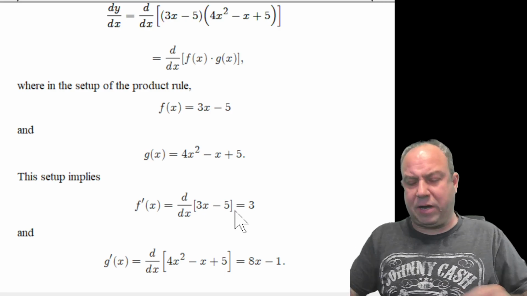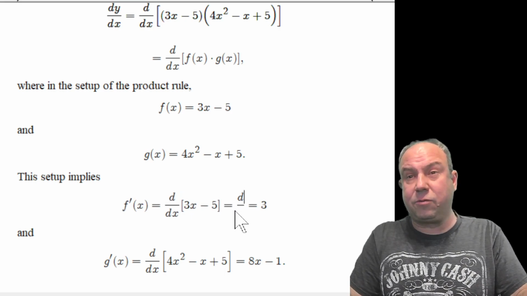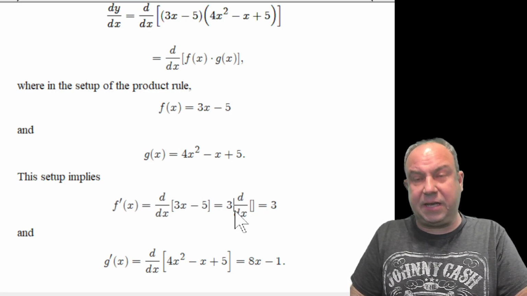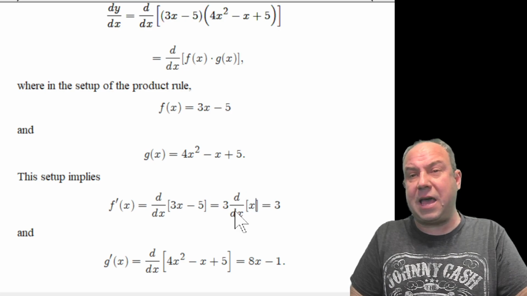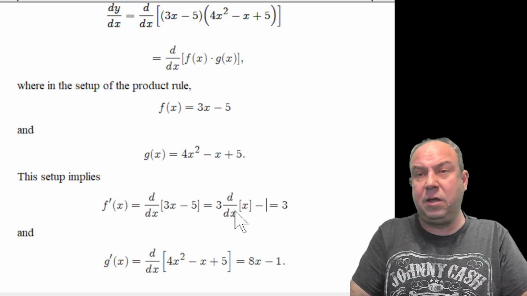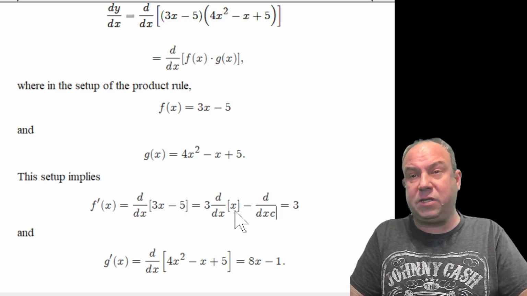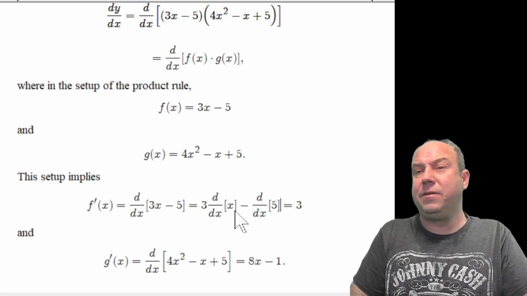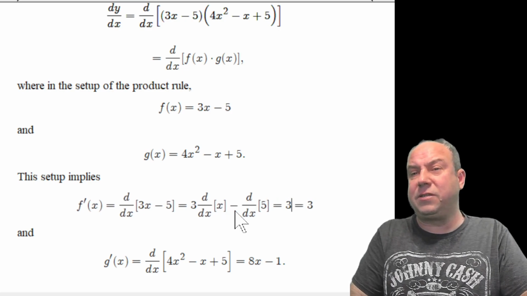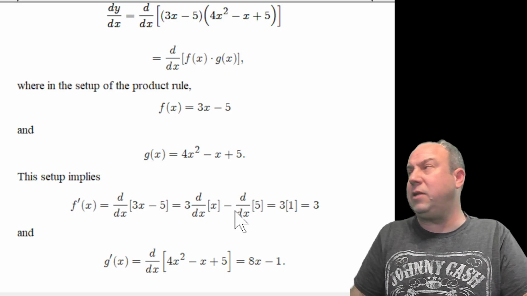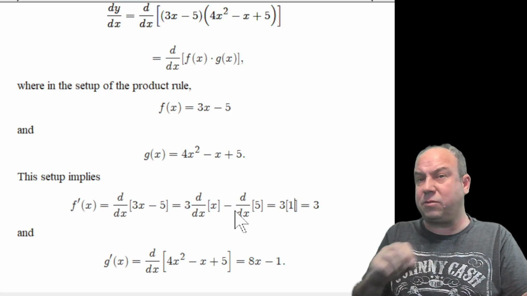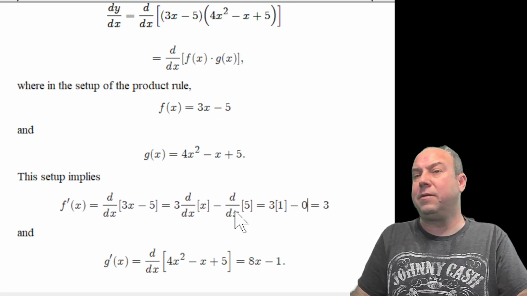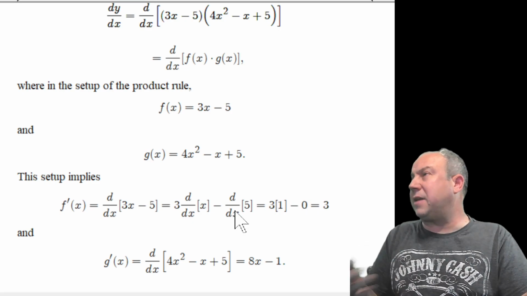Again, we might show that this is going to equal the derivative with respect to x for 3 times x. So we'll bring the 3 out as a constant multiple, minus the derivative with respect to x for the constant 5. And what this is going to result in is 3 times the quantity 1, because the derivative of x with respect to x is 1, minus nothing, because the derivative with respect to x for 5 is nothing.